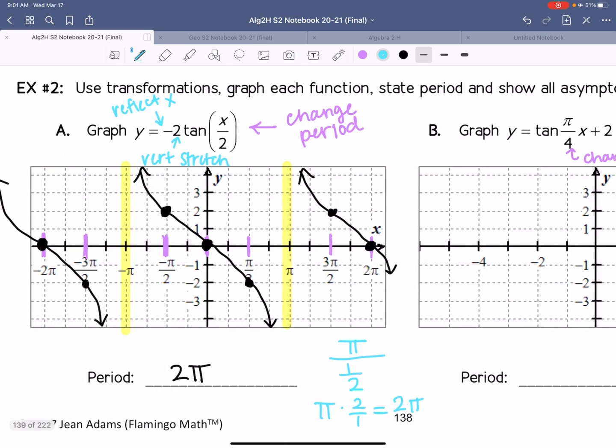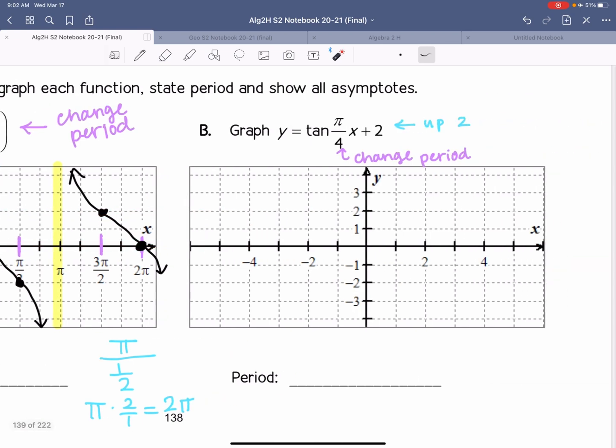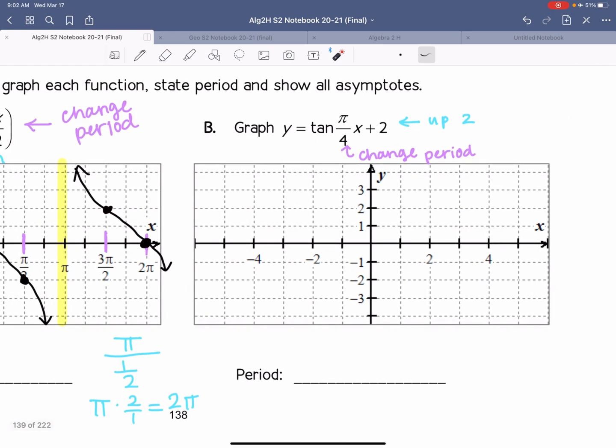So we kind of have this midline. I call this the midline. The x-axis is normally the midline. So we're going to end up moving that midline up 2. And now this will be your new midline. All right, so let's get our new period.